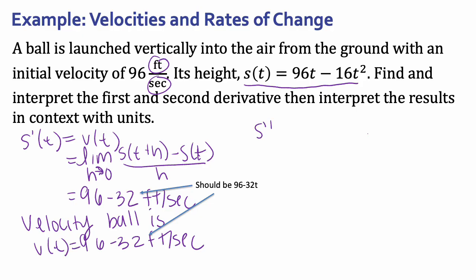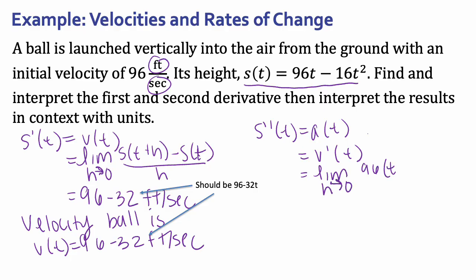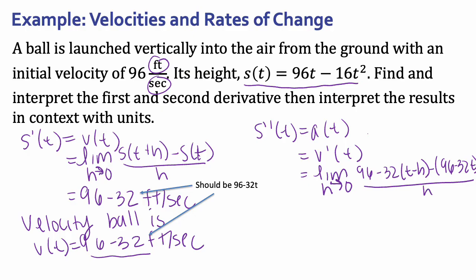Now, if we're finding the second derivative of the position function, that actually stands for the acceleration. So the second derivative of the position function is going to be taking the derivative of the velocity. So that's going to be taking the limit as h approaches 0 of... I was doing the wrong function again. All right, so going to that velocity, which is here. So 96 minus 32 times t plus h minus the quantity 96 minus 32t, all over h.